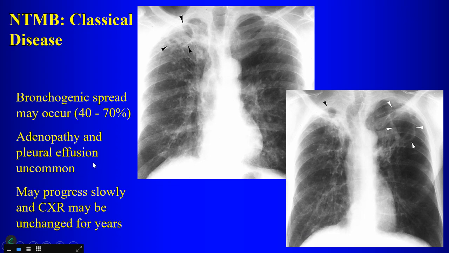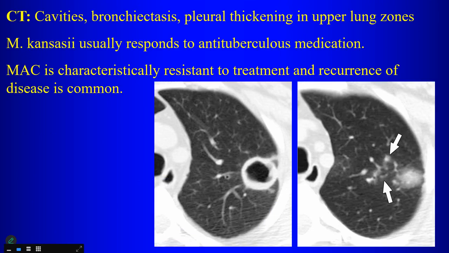You can also get bronchogenic spread. You can also get adenopathy, pleural effusion, although that is much less common. And it tends to progress slower than tuberculosis, so it can be more chronic in terms of the appearance, comparing x-rays. So cavities, bronchiectasis, pleural thickening. M. kansasii usually responds, MAC characteristically resistant, and recurrence of disease is common.